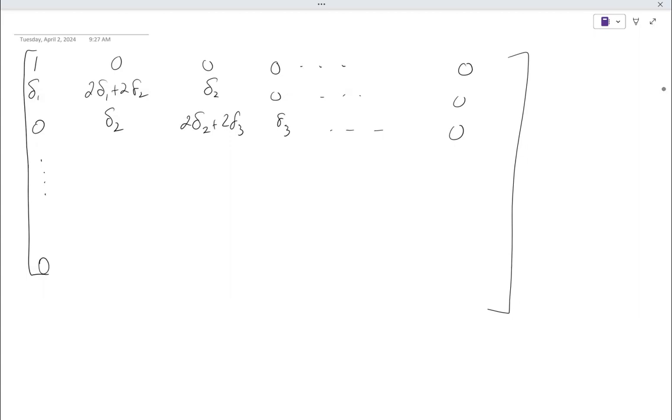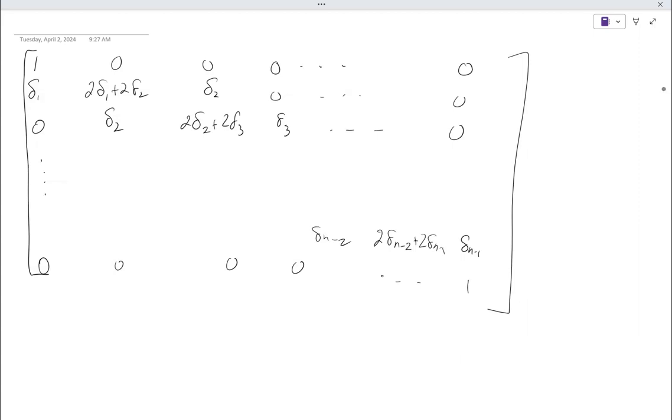We know the very last row had a bunch of zeros and then a 1. But right before that, and I don't have the columns in here, this was what? Delta n minus 1 here. This was 2 delta n minus 2 plus 2 delta n minus 1. And a delta n minus 2 here. That was what the system looked like.